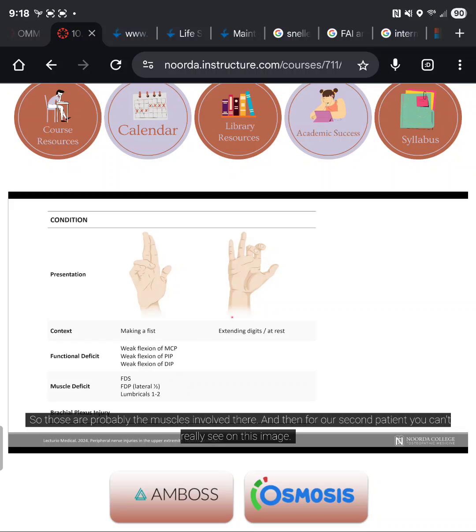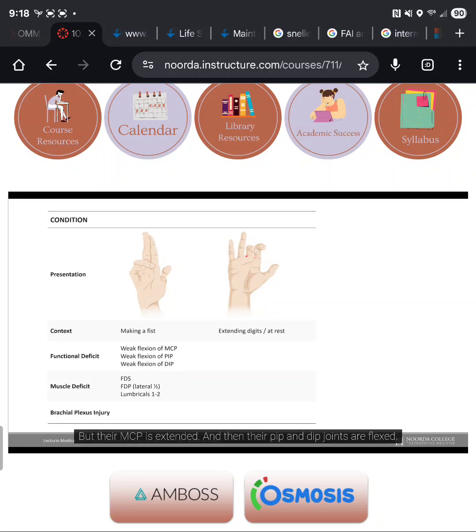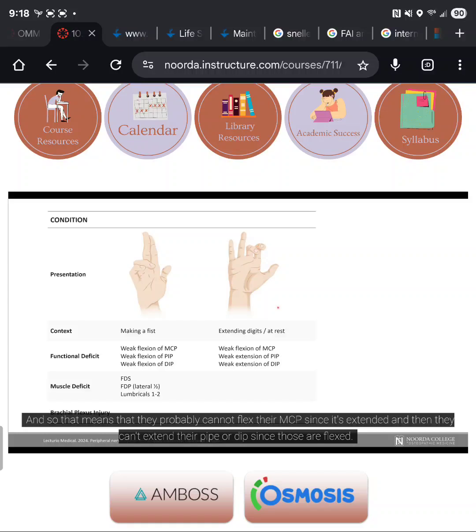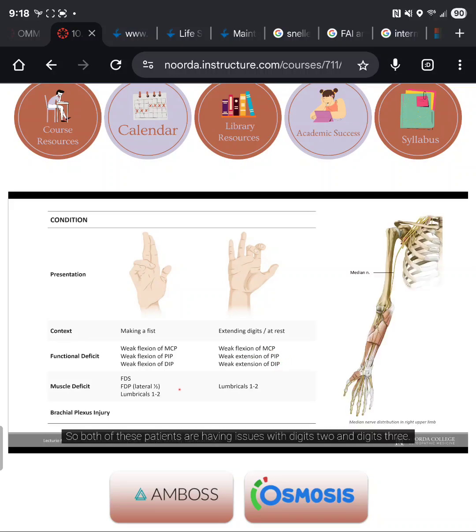And then for our second patient, you can't really see on this image, but their MCP is extended, and then their PIP and DIP joints are flexed. And so that means that they probably cannot flex their MCP since it's extended, and then they can't extend their PIP or DIP since those are flexed. So the muscles involved there, that is just going to be the lumbricals, because the lumbricals flex the MCP and then extend the PIP and DIP. So both of these patients are having issues with digits 2 and digits 3. So I'm thinking it's probably a median nerve issue for both of them.